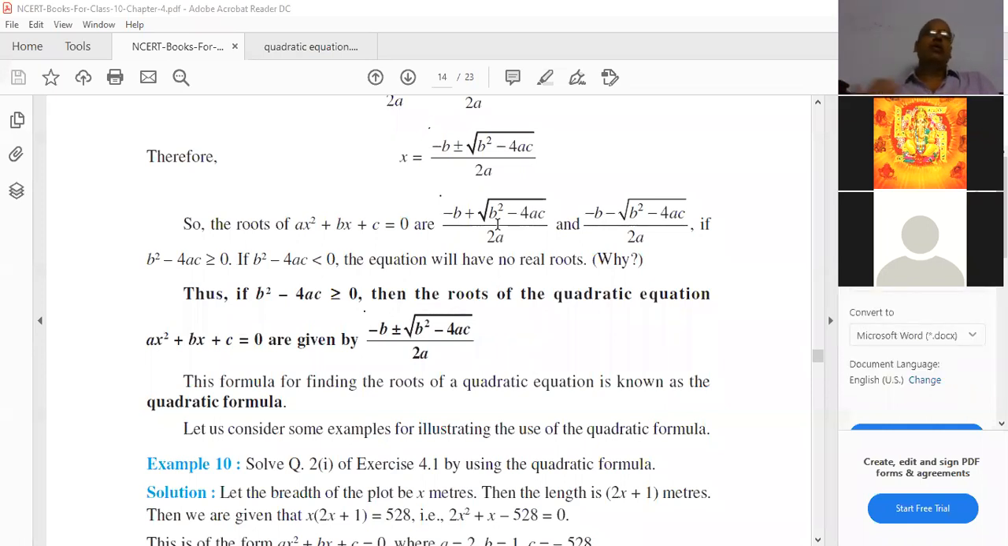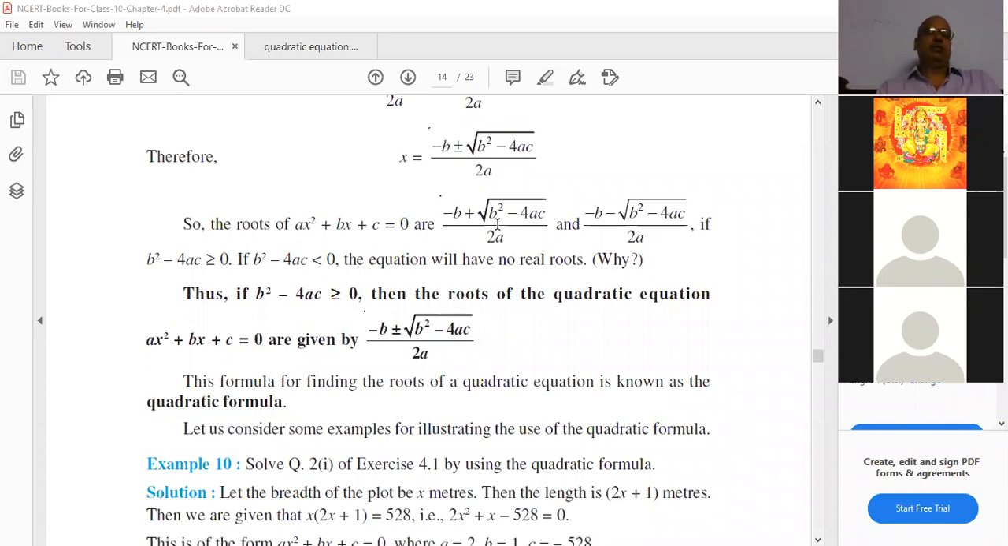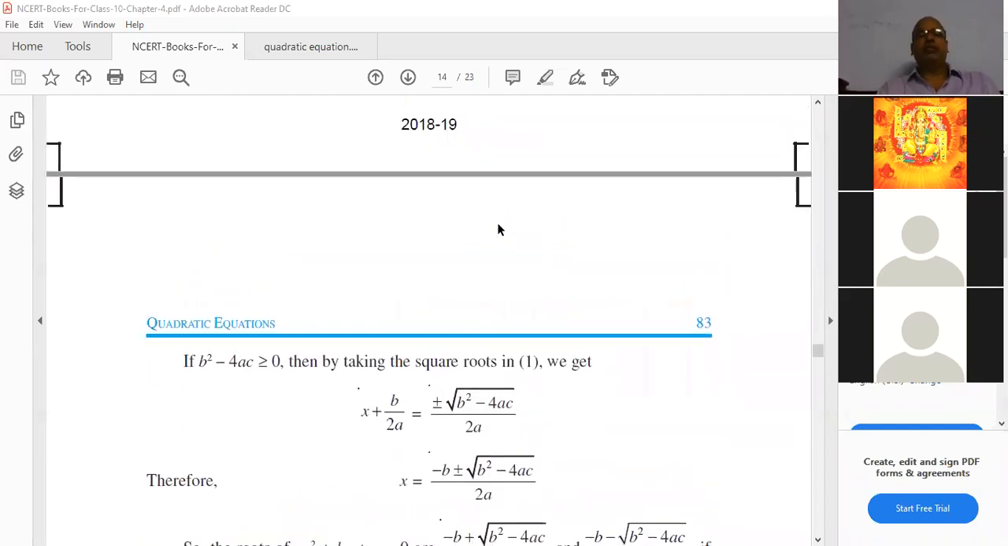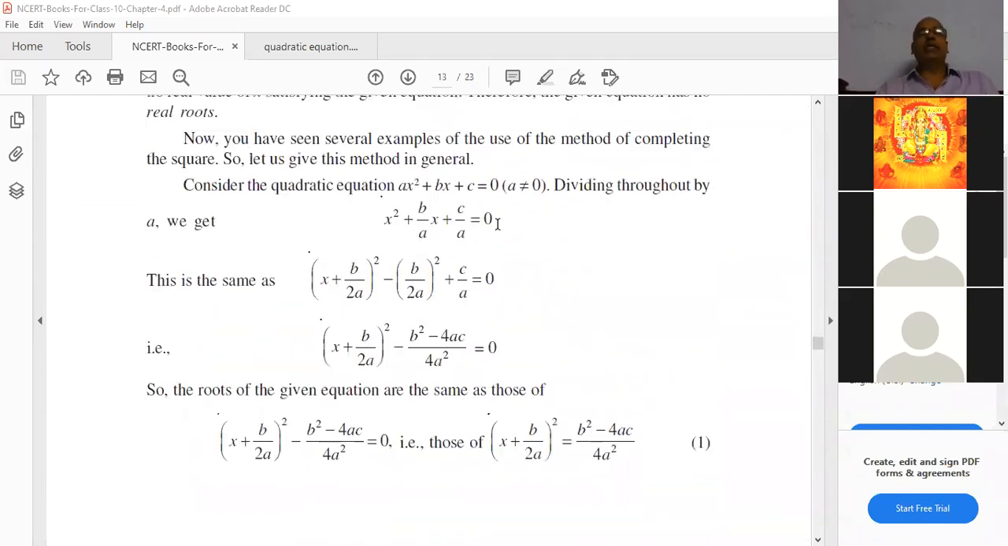So you no need to solve those equations. This is called the nature of roots. Nature of roots means you just have to find the value of b square minus 4ac only. This is called the derivation of the quadratic formula. It's already there in the textbook. Once again, go through it.